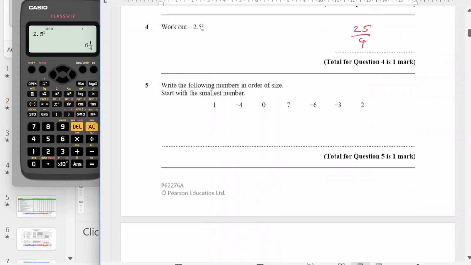Okay, question 5. Write the following numbers in order of size, starting with the smallest. So smallest number here is -6. Then we've got -4, -3. Those are all my negative numbers. Then we've got 0, 1, 2, 7.